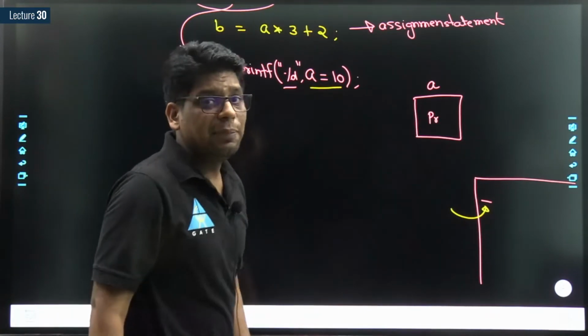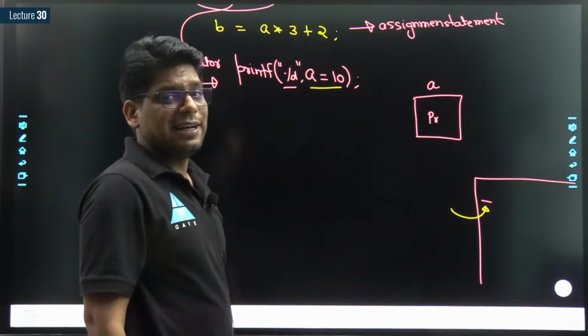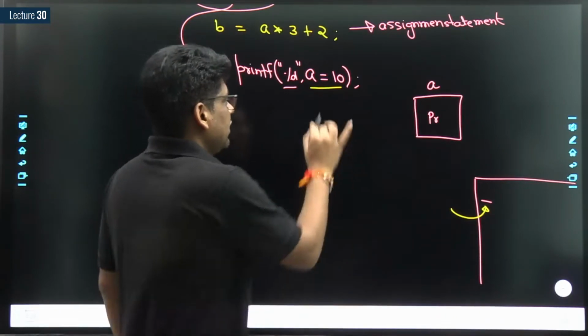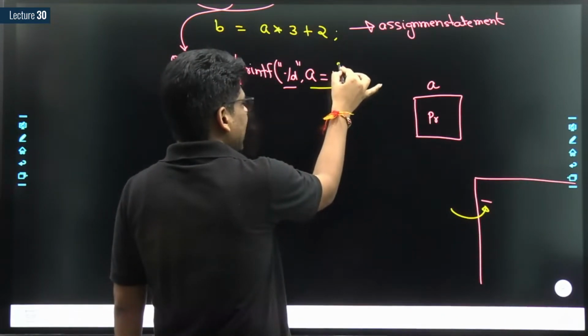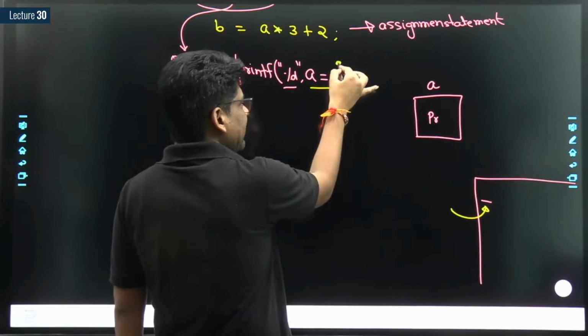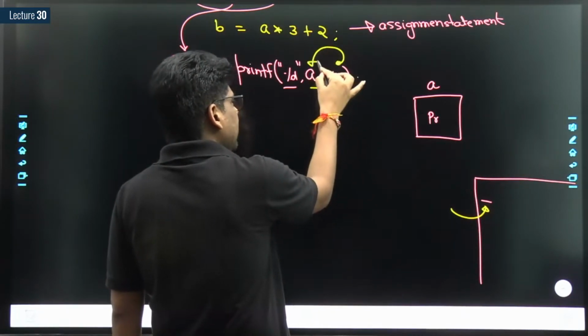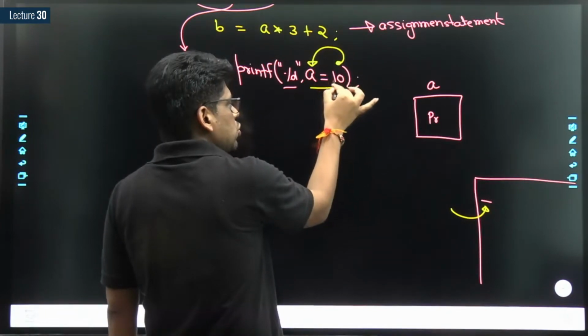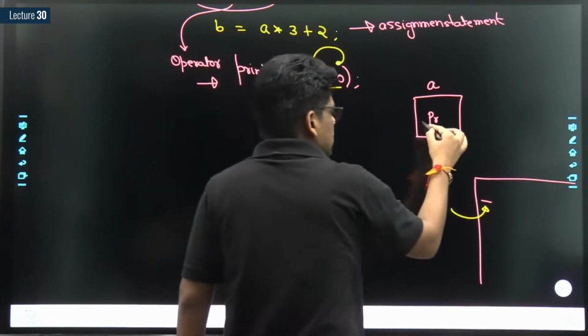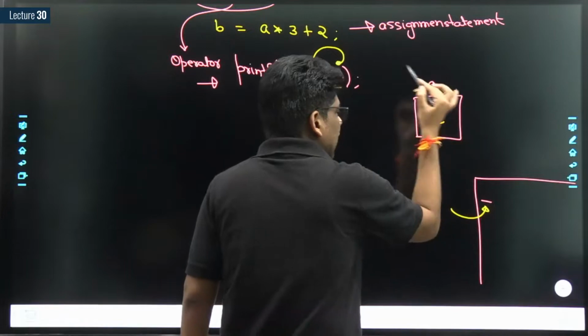What is the expression after the comma? This is an assignment statement. What does an assignment statement do? This assignment statement is trying to update the content of a with the value 10. We are trying to store this 10 inside a. So what will happen? This will happen.